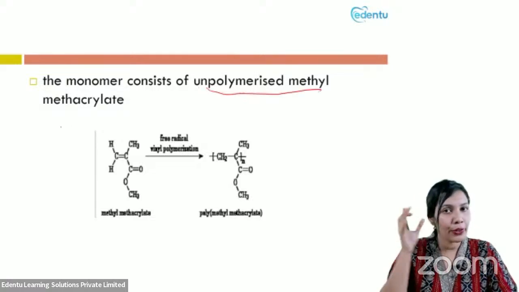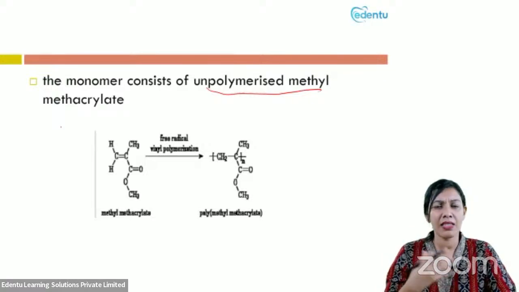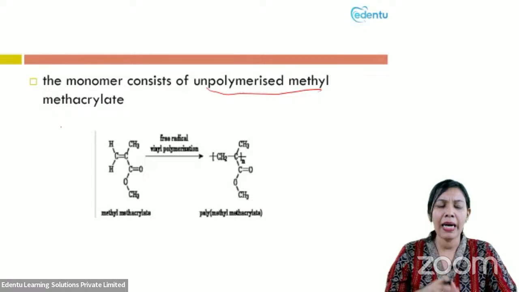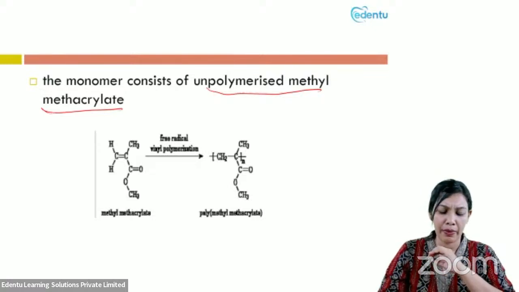As I said, normally the acrylic resin is made up of unpolymerized methyl methacrylate. This is a concept that you have to keep in mind. You need not mug up the various materials, just understand the concept. Unpolymerized methyl methacrylate, very easy. MMA, methyl methacrylate. It is unpolymerized.